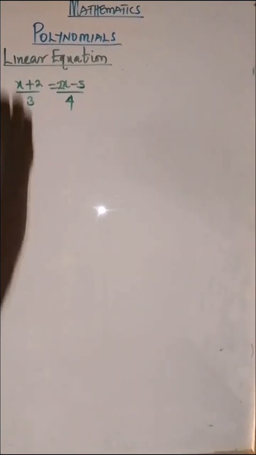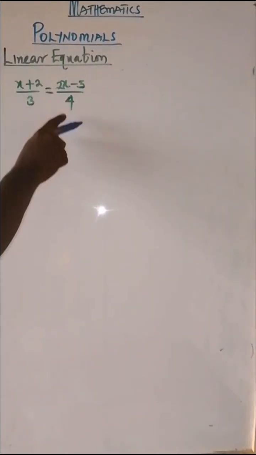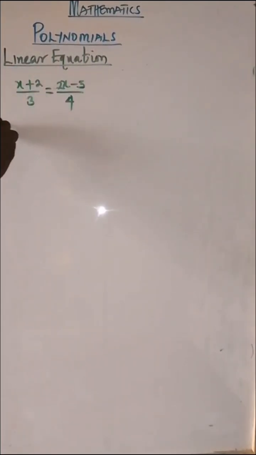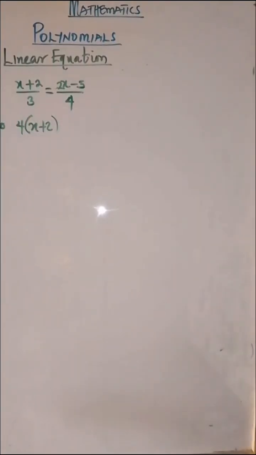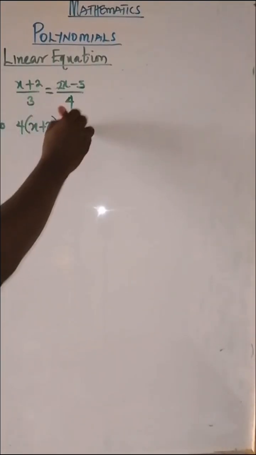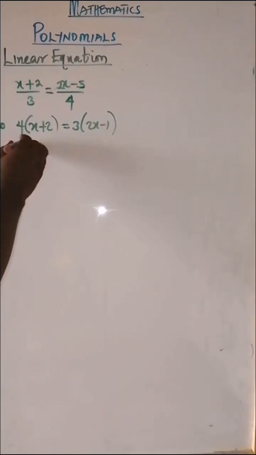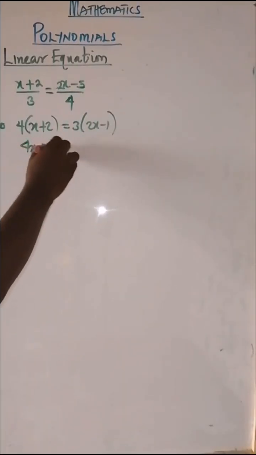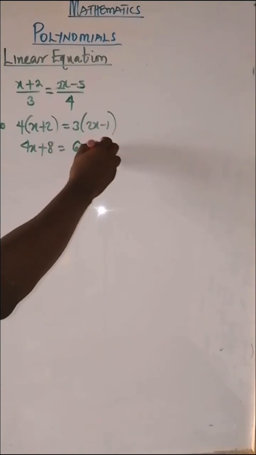So since we have two fractions, one here, one here, solution, we can just cross multiply. So this 4 multiplies this. So solution, we have what? 4 multiplying x plus 2, then equals to 3 multiplying 2x minus 5. So let's expand. 4 times x, 4x. 4 times 2, 8. 3 times 2, 6, which is x. 3 times minus 1, minus 3.